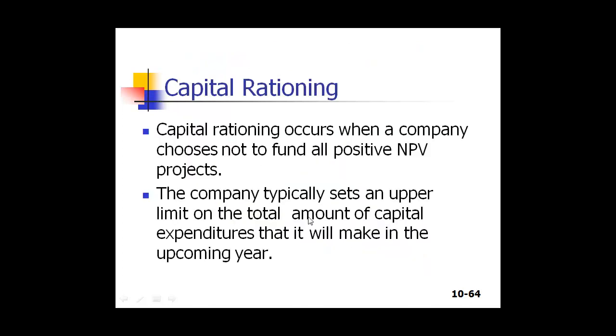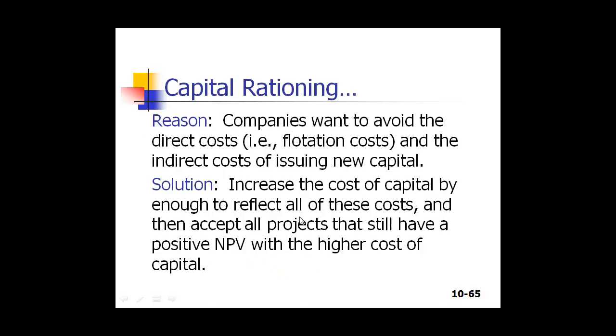Now the last segment, capital rationing. Capital rationing occurs when a company chooses not to fund all positive NPV projects. The company typically sets an upper limit on the total amount of capital expenditure that it will make in the upcoming year. Does this seem familiar? This is where capital rationing is happening. Companies want to avoid direct costs, flotation costs, and indirect costs of issuing new capital. So a company says we don't want to do more projects because the cost of capital becomes too high.